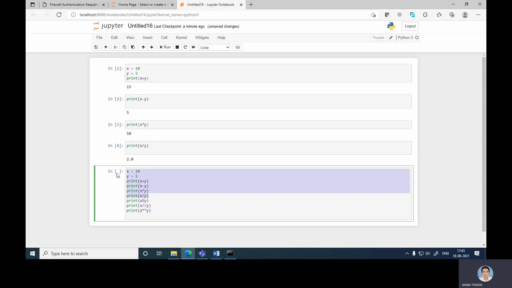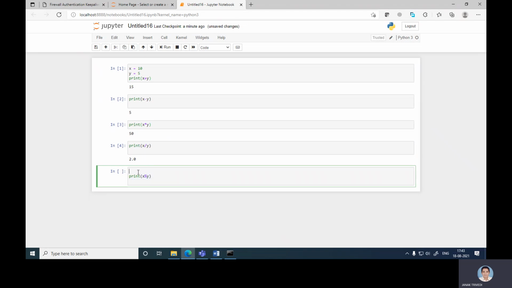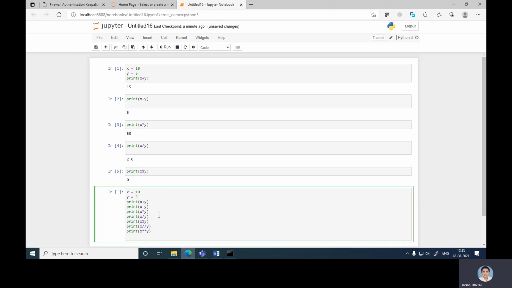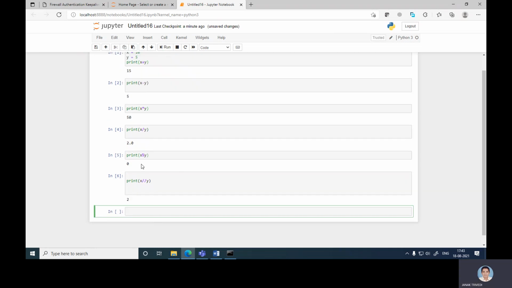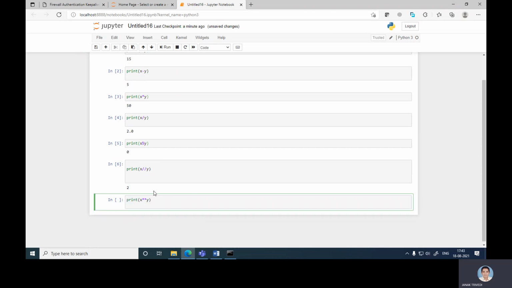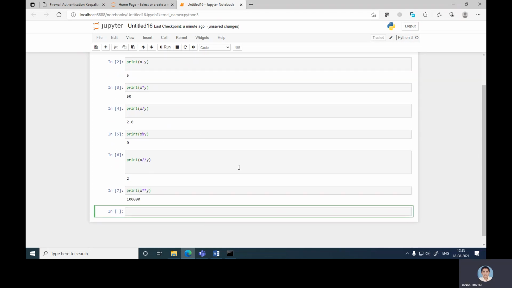And after division, modulo, so it is the remainder. So 0, because there is no remainder of 10 by 5. Then floor division, which gives 2. Then last is power of. So that is 100,000, 10 to the power 5. So all the arithmetic operations are simply explained with the very example.